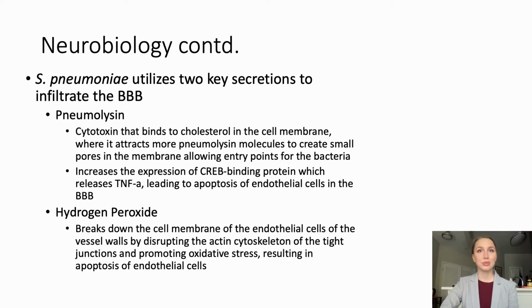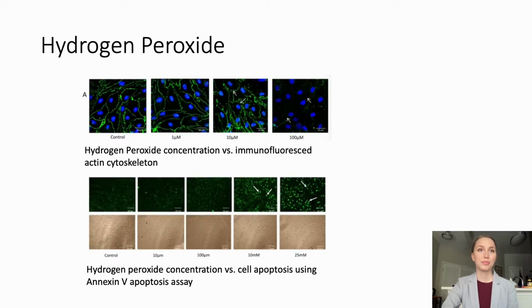Hydrogen peroxide disrupts the actin cytoskeleton of the tight junctions, which hold the cells together. This promotes oxidative stress and also results in apoptosis of the endothelial cells. These cytotoxins work together to poke holes in the blood-brain barrier, giving access to the bacteria.